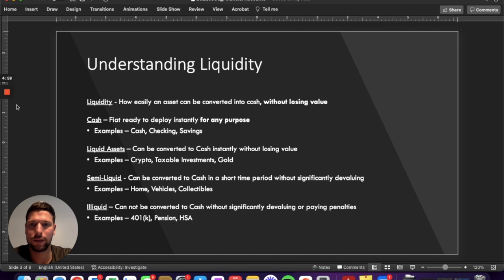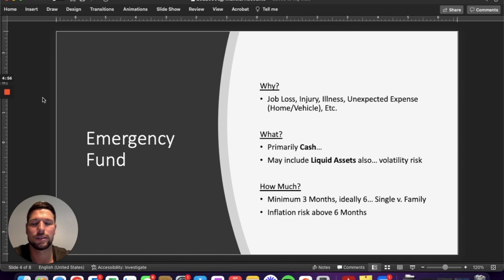And then building off of that theme of liquidity, it's an important concept to understand when you're thinking about your emergency fund. So what's the purpose of having an emergency fund? There's a number of different things that could happen that are completely out of your control, such as losing your job, some type of injury or illness, some type of unexpected expense. Typically it's going to be a large expense with your home or a vehicle.